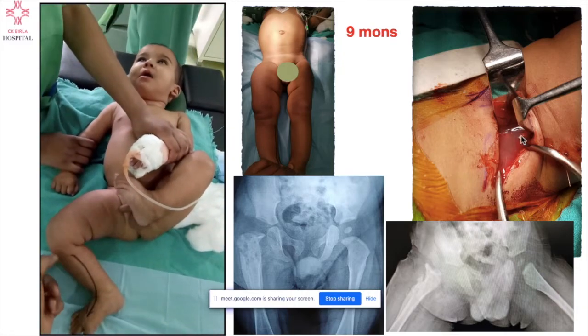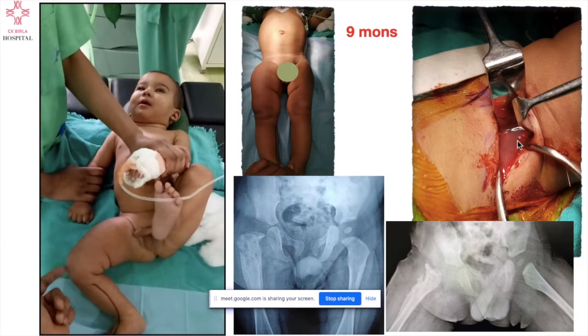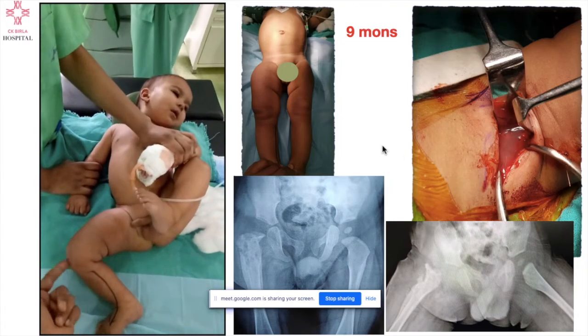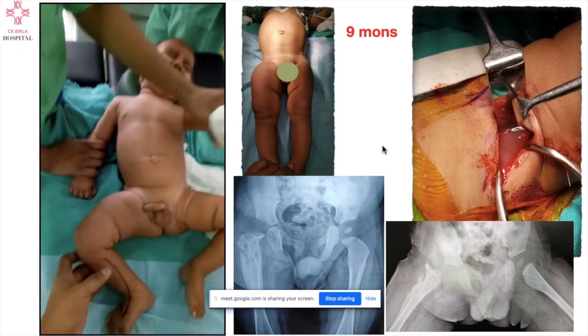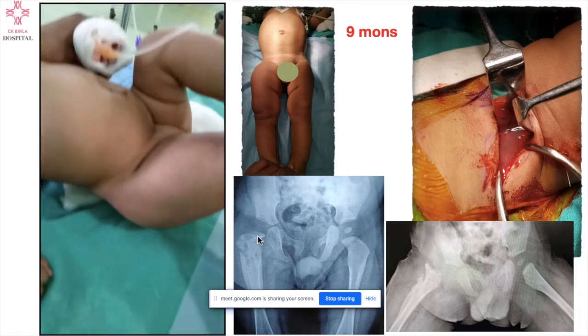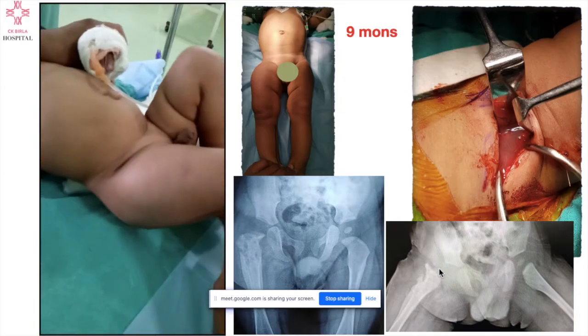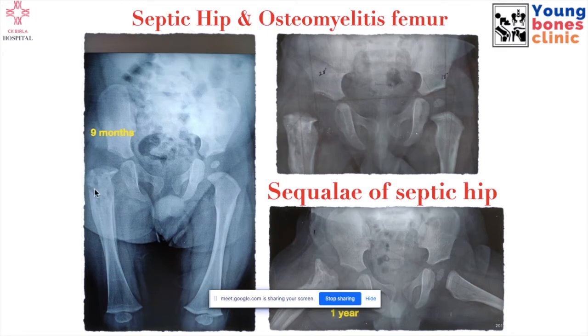And when we opened it, we found pus, we drained it, we grew Staph aureus, MRSA positive. And thankfully, in the next 1 or 2 months, with antibiotics and with the drainage, the infection settled. But I think we were already late. The child's hip has been lost. We have seen this. Now what happens?